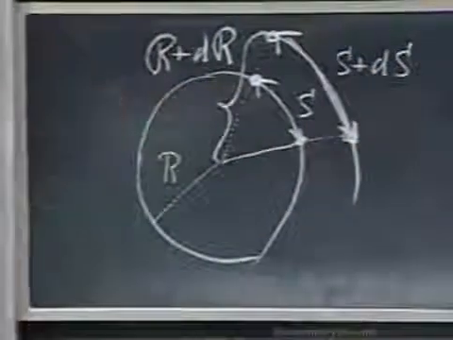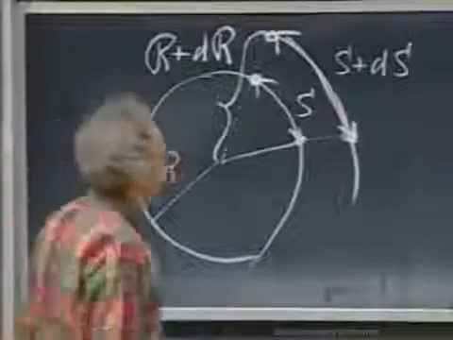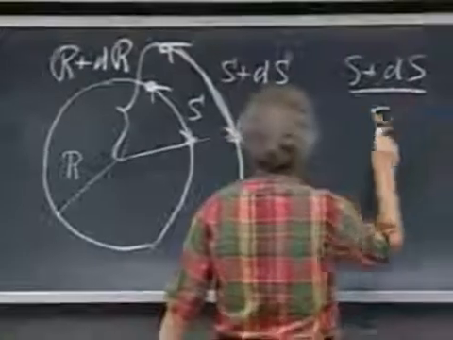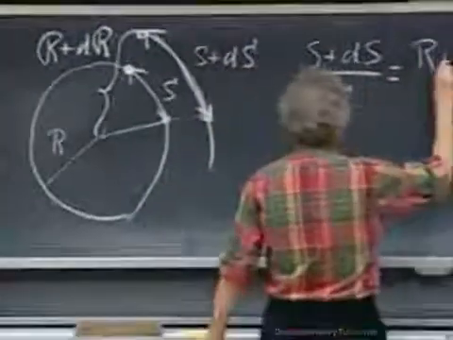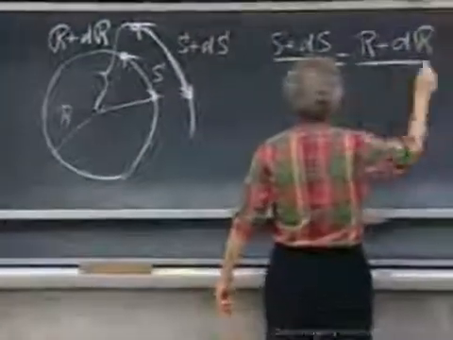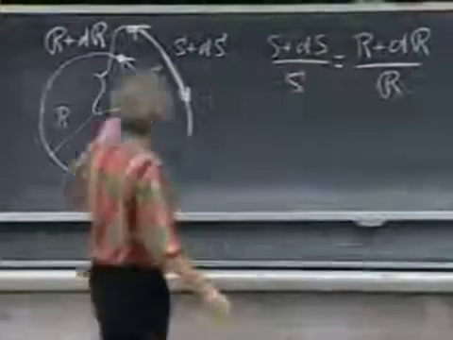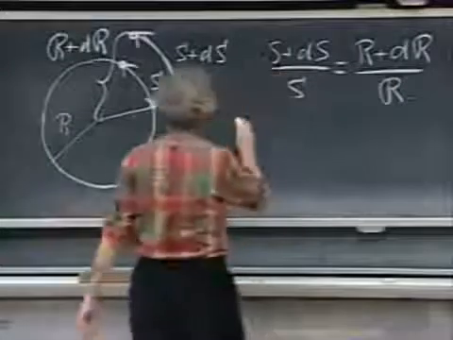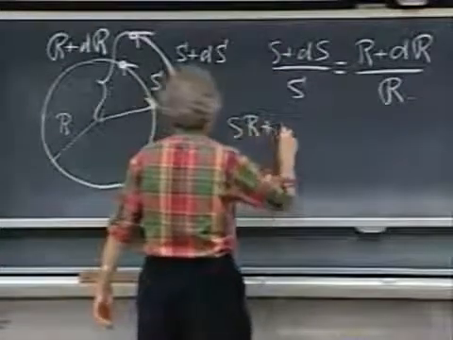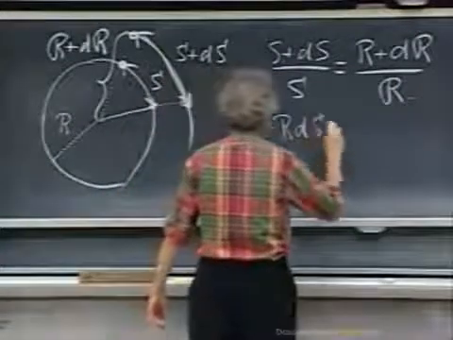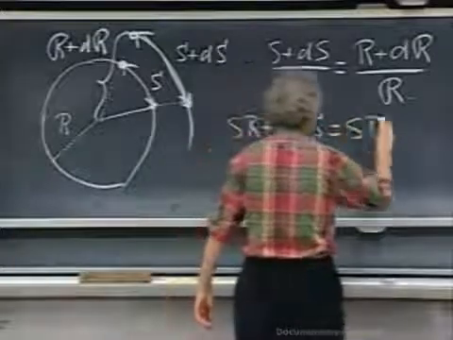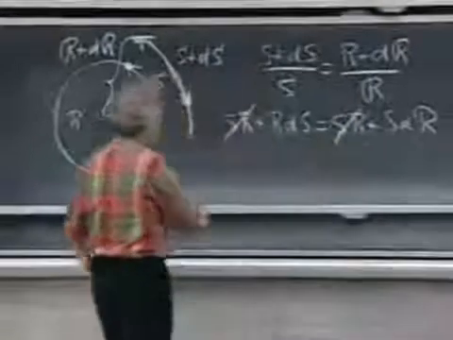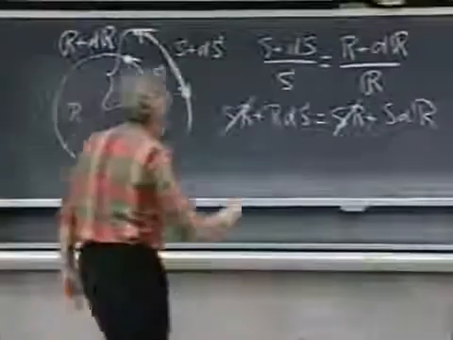It follows immediately from the geometry that (s plus ds) divided by s is (r plus dr) divided by r. Simple high school geometry. I can work this out. I get sr plus r ds is sr plus s dr. I lose this sr. I divide by dt.